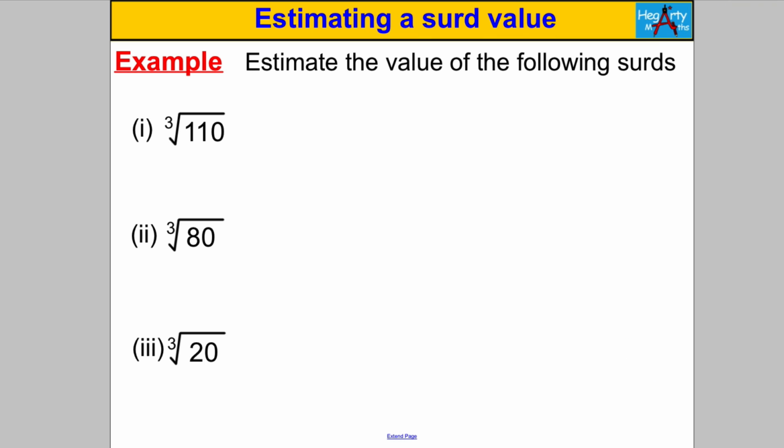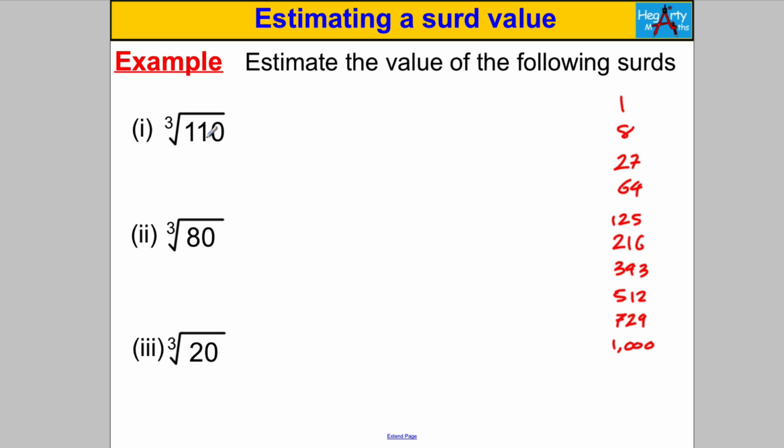Let's try it with surds that come from cube roots. So we have to know our cube numbers here. 1, 8, 3 cubed 27, 4 cubed 64, 5 cubed 125, 6 cubed 216, 7 cubed 343, 8 cubed 512, 9 cubed is equal to 729, and 10 cubed is equal to 1000. So there are the cube numbers.